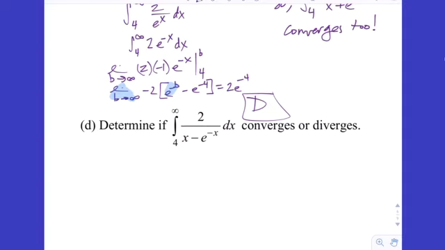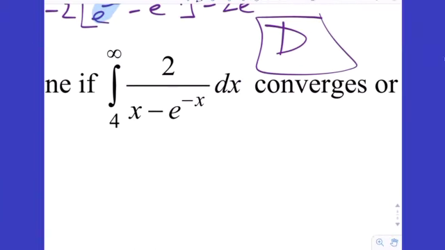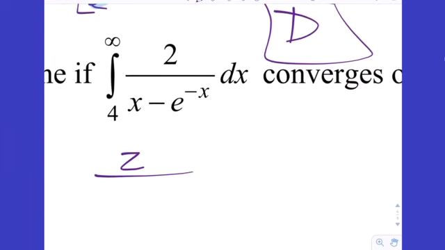Now we need to pick a function for comparison that does what? That's bigger or smaller? Smaller. Good. If I can find one that's smaller and prove that it diverges, then because this one is bigger, it also diverges. So again, we're kind of staring at what we need. We just need to take something away. So we're going to compare that one probably to 2 over x, minus e to the negative x.